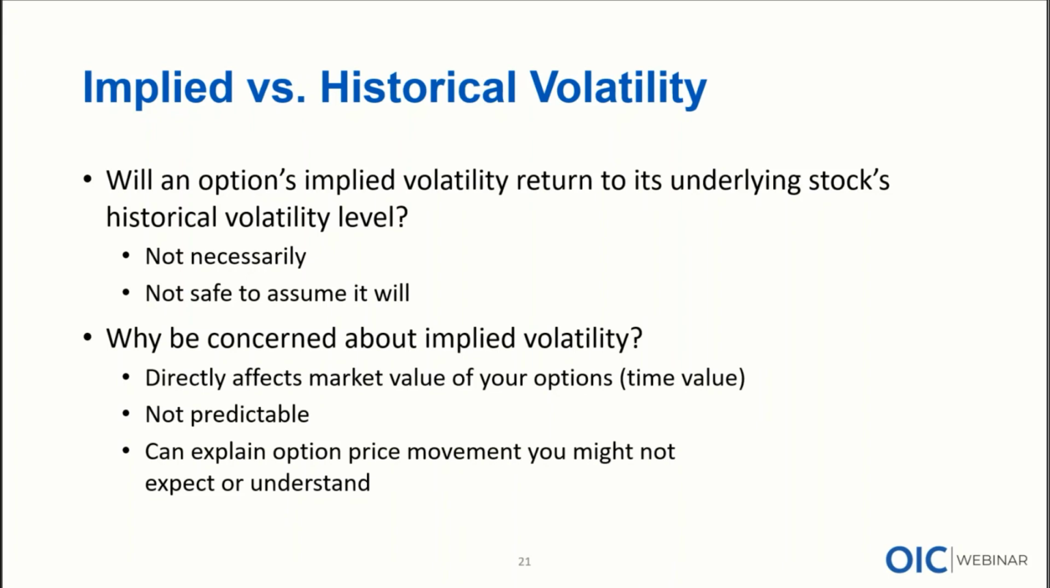The question is, will implied volatility return to its historical level? Oftentimes, implied volatility is referred to as a mean reverting measure, that it's going to revert back to its long-term mean. And maybe it does, but it's not necessarily true. It's not a rule that it has to. There could be a change in circumstances, a change in business structure, for example, that means a new normal has been set for implied volatility. But even if it does revert back to the mean eventually, it can often be a difficult question knowing when.